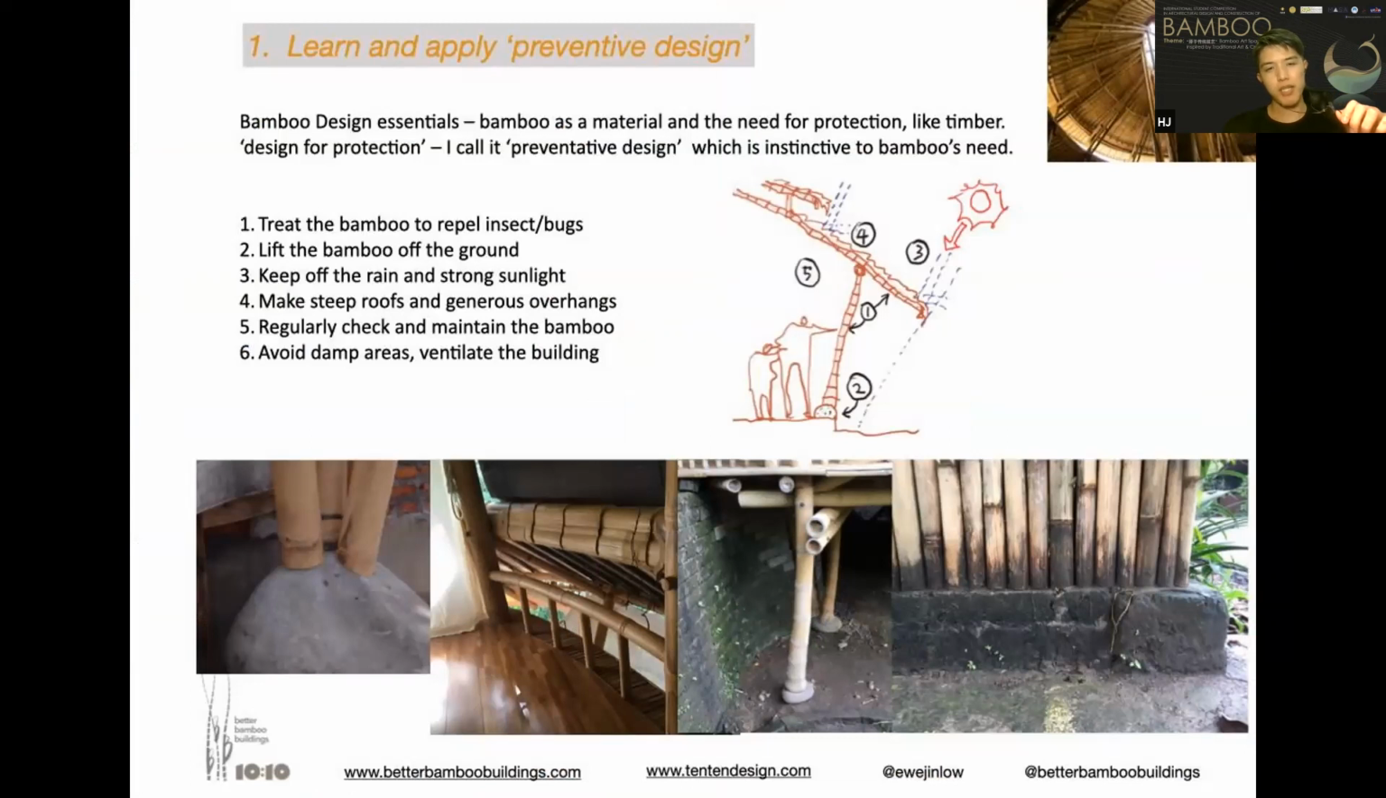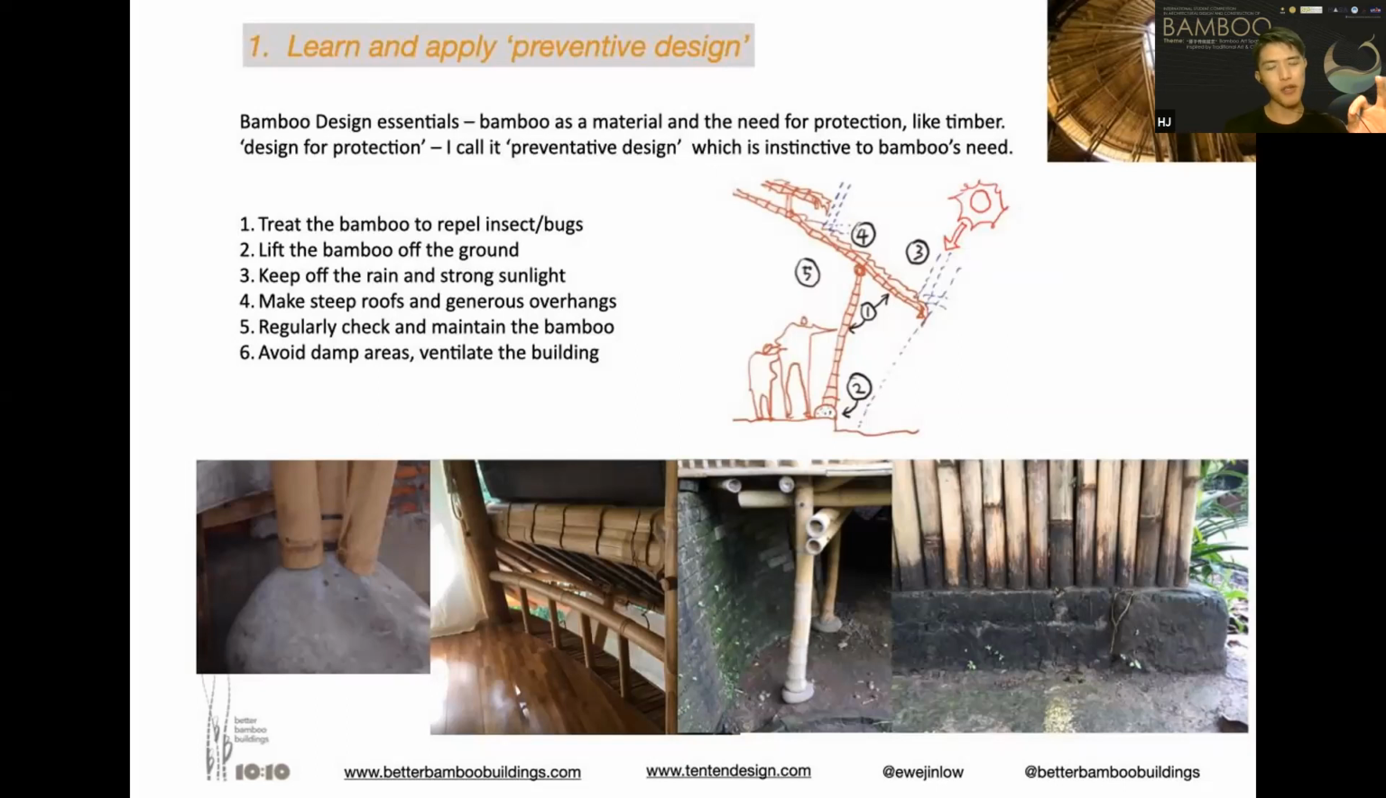are very much the same design principles that are agreed upon all around the world where people build with bamboo. So I've taken this slide from our very good friend and mentor Eugene of Tenten Design. Eugene was just with us, I think, last week. He runs a blog called Better Bamboo Buildings, which has been a fantastic resource for us. In fact, our entire design team has been through his Designing Better Bamboo Buildings course, and I definitely recommend anyone who wants to find out more about bamboo to take a look.